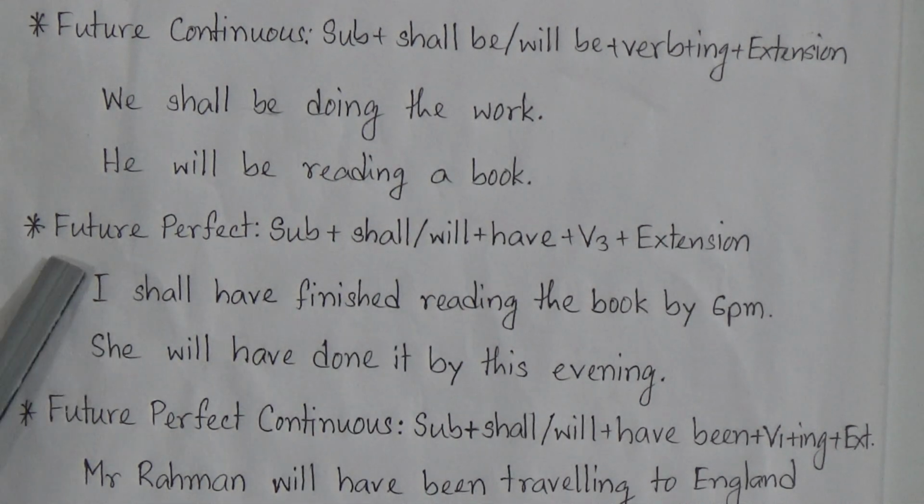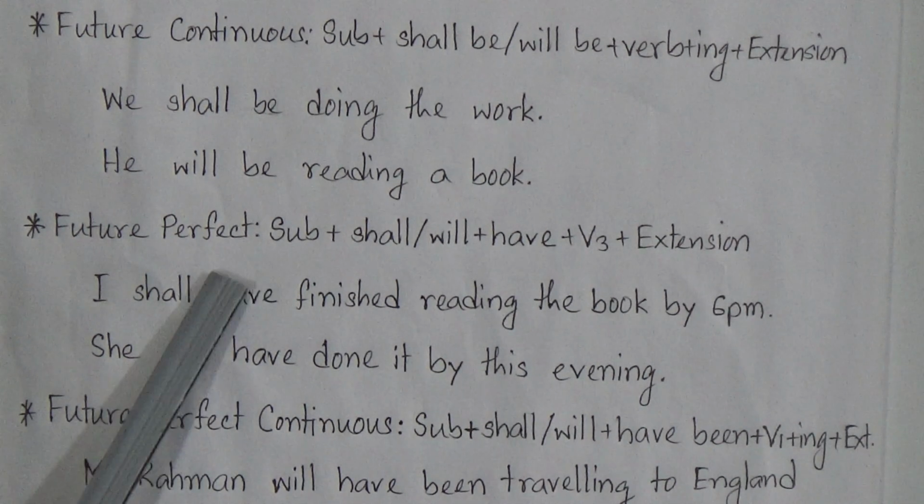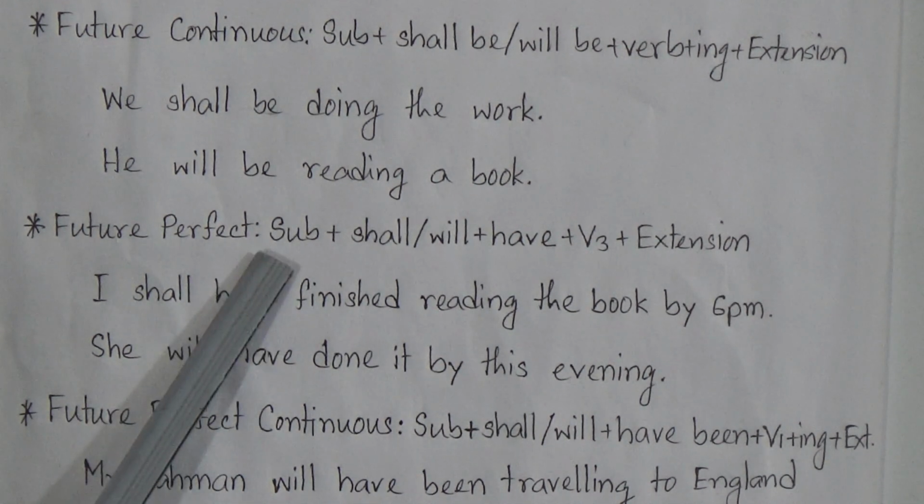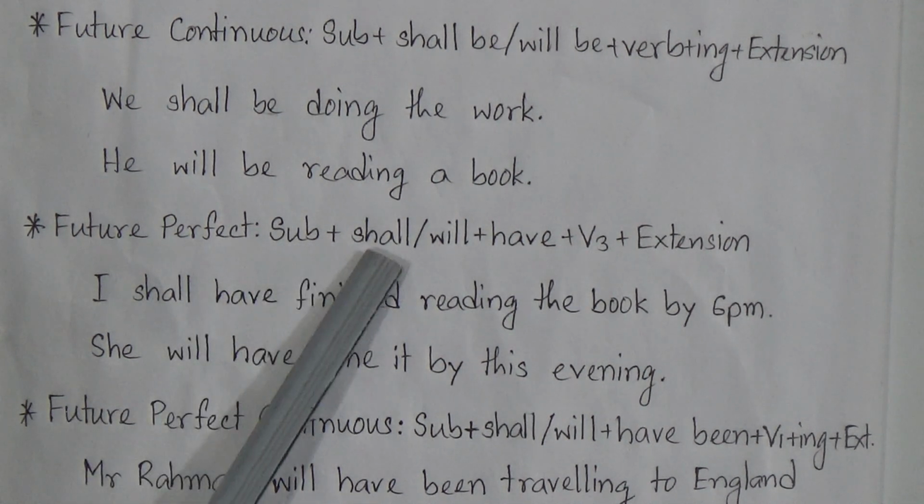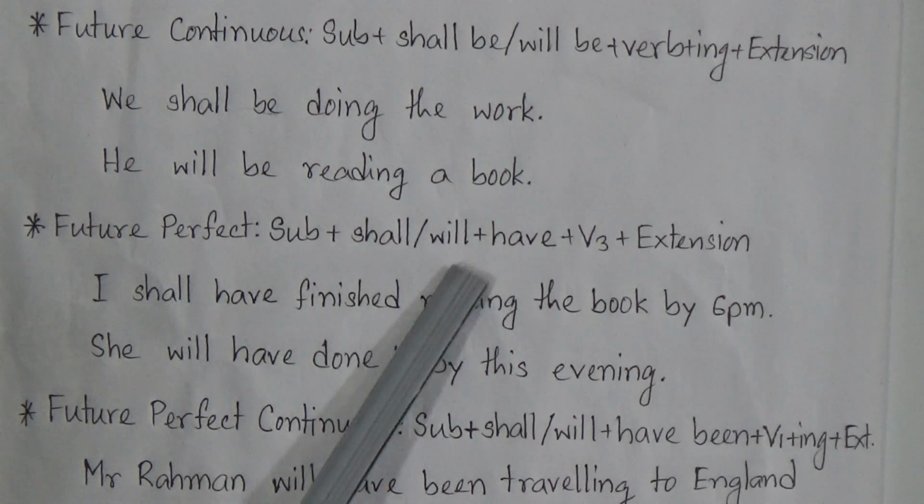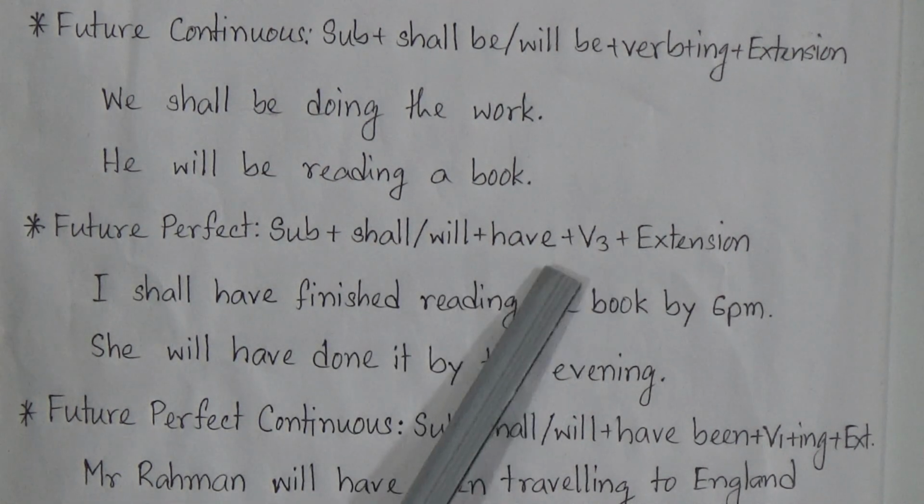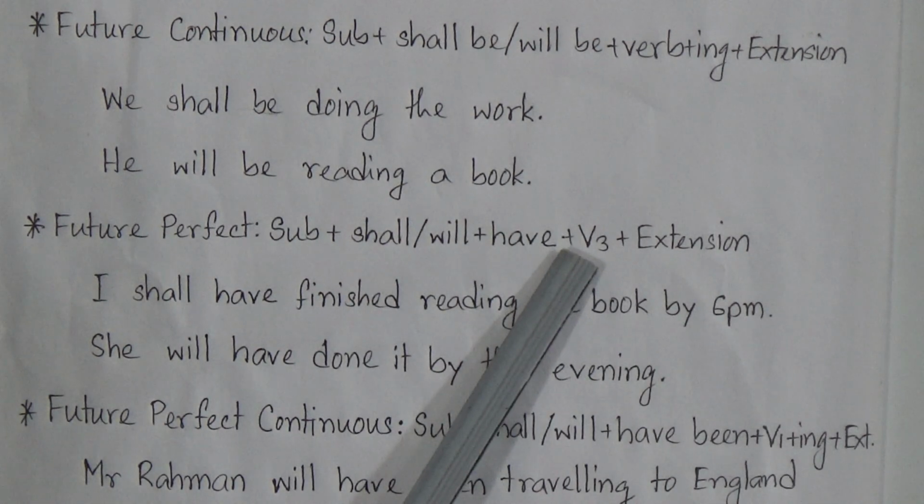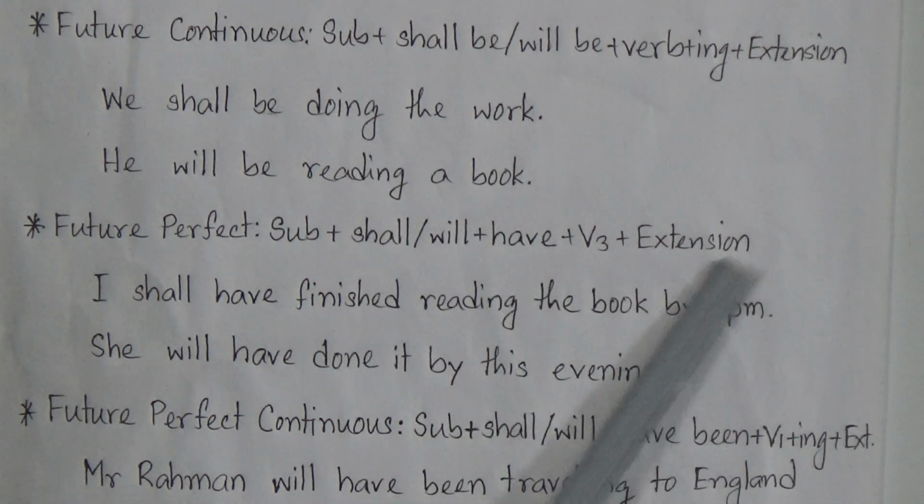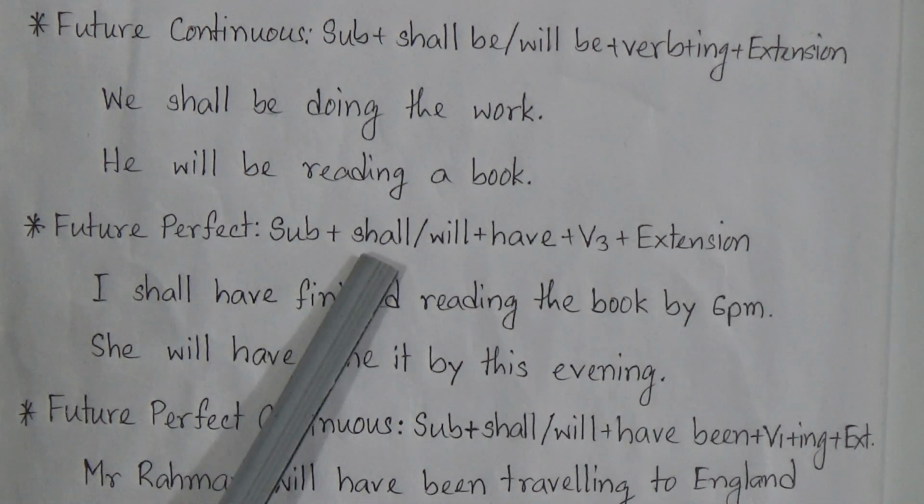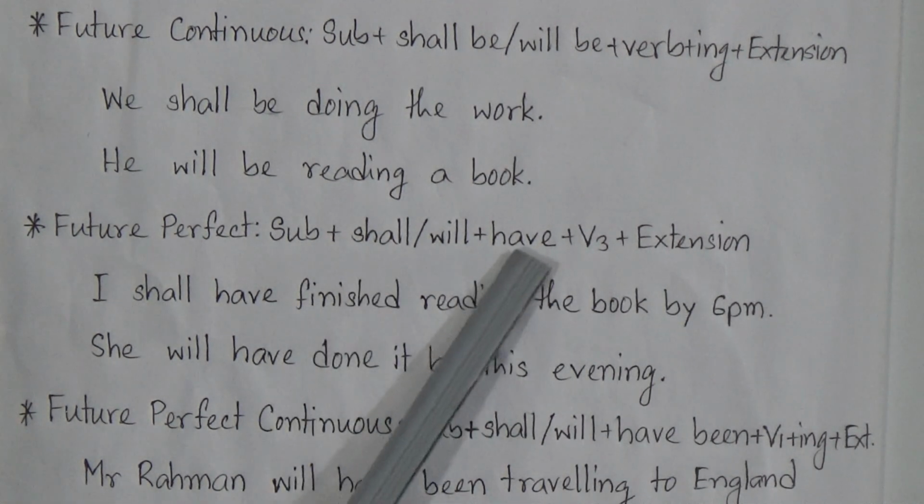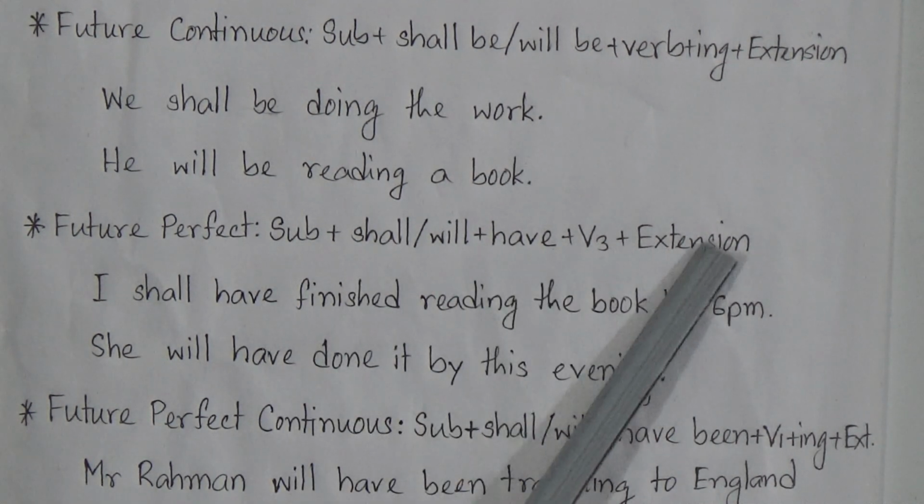Now we will go to future perfect tense, and the structure is subject plus shall or will, then have, then verb 3, that means the past participle form of the verb, then extension. Or you can also say subject plus shall have or will have, then past participle form of the verb and extension.